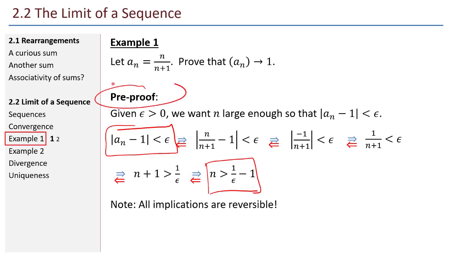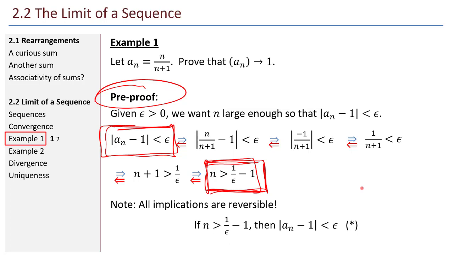And so this pre-proof part often works backwards. We start with our conclusion, and we end up with a nice expression involving only n on one side, and then we realize that I could have done this in reverse also. So this conditional, this if-then statement, this is the important part. So I'm going to label this with a star and use that statement in my real proof.